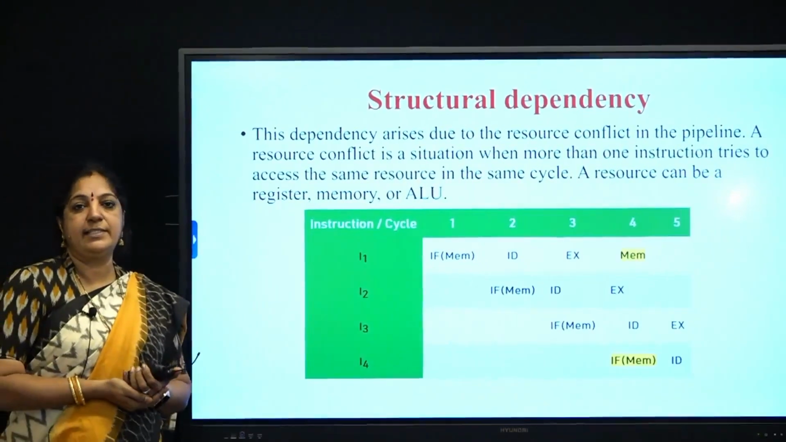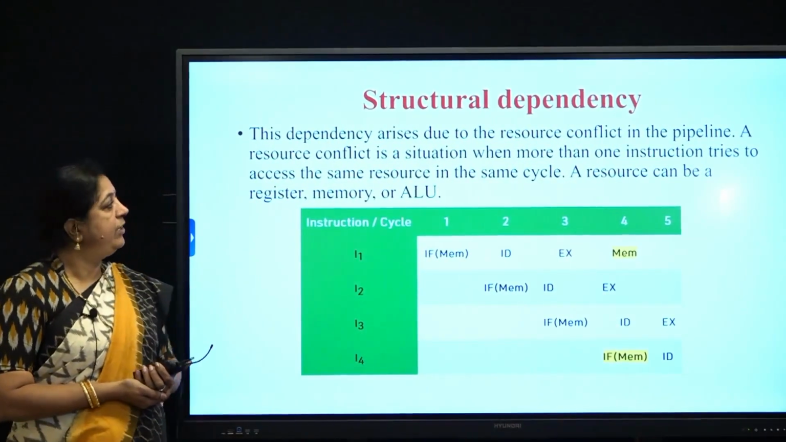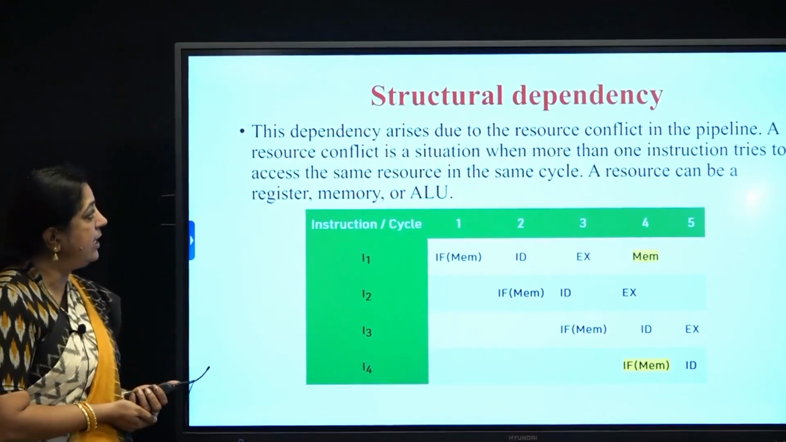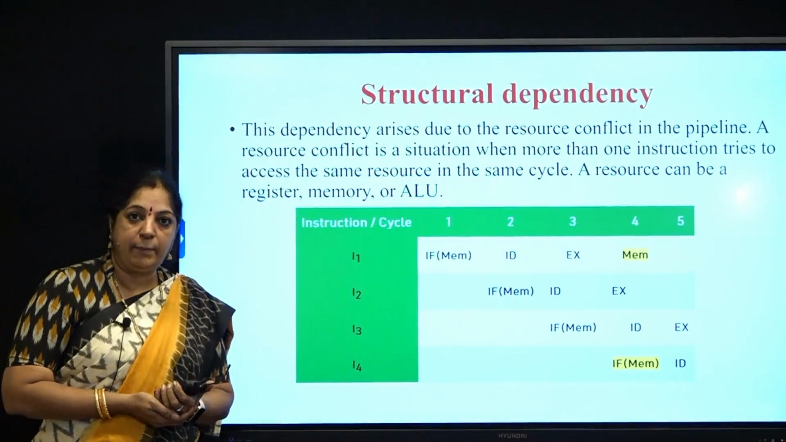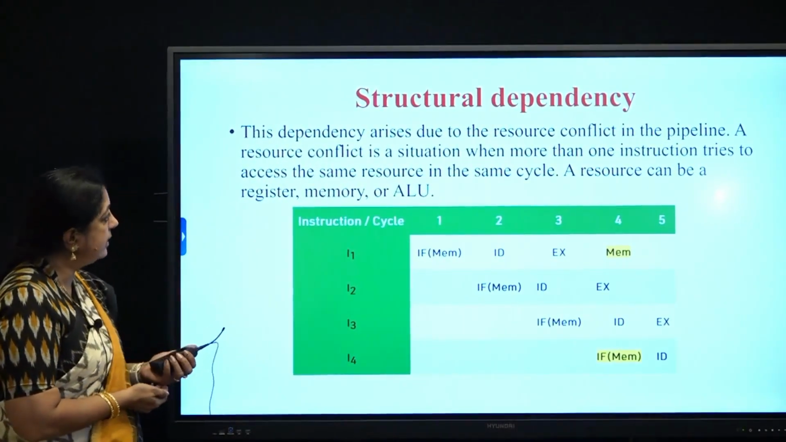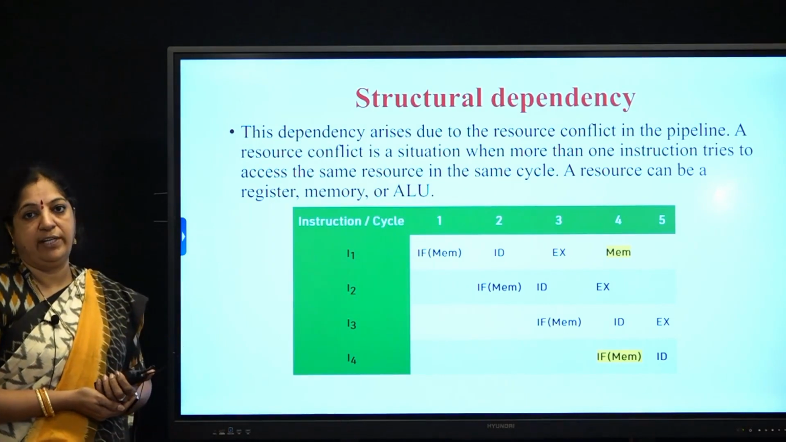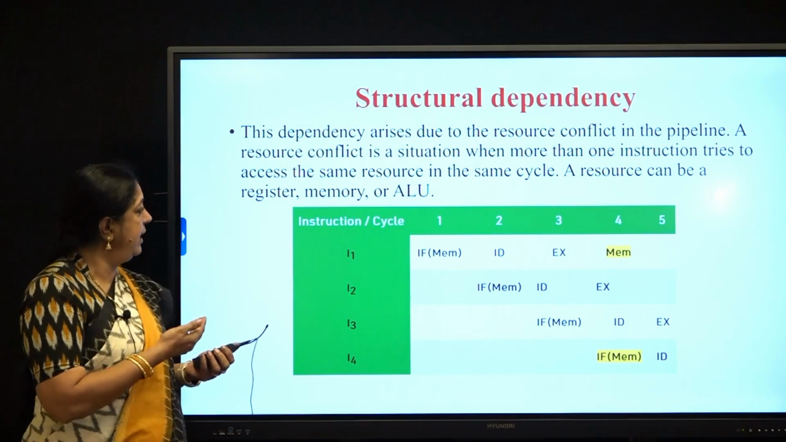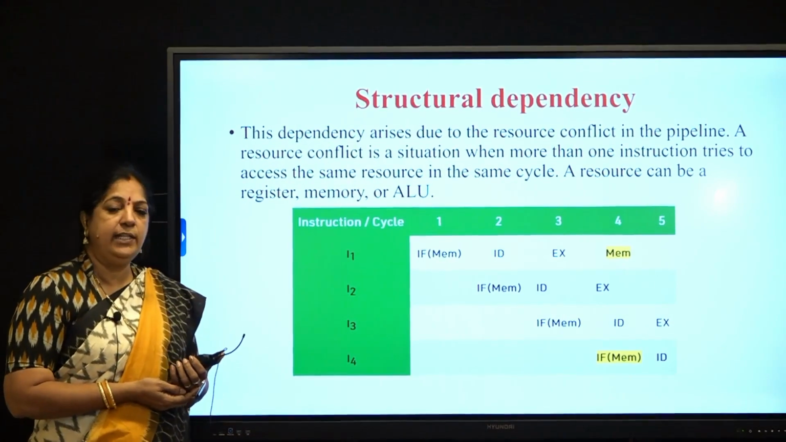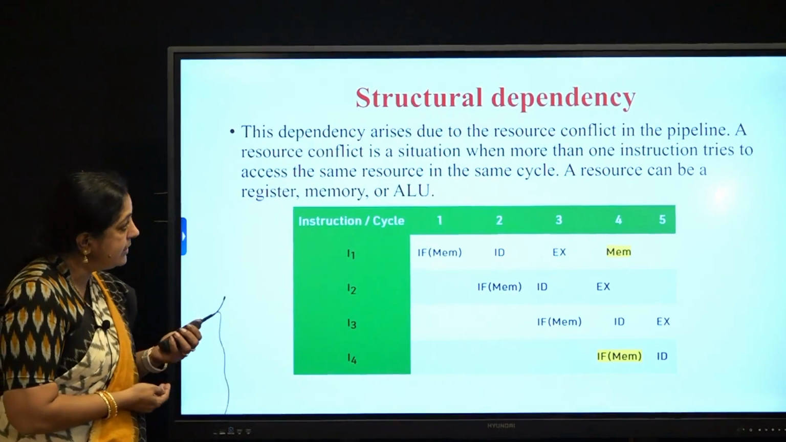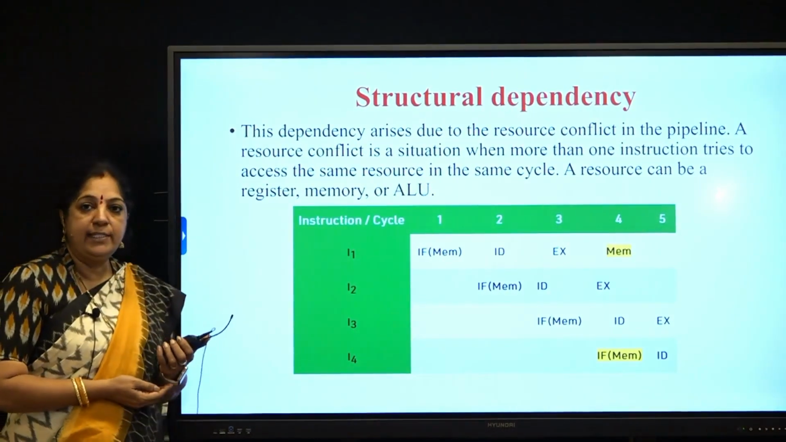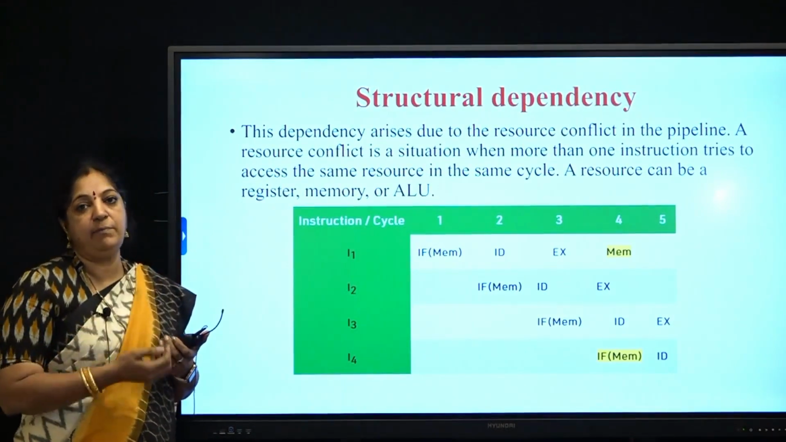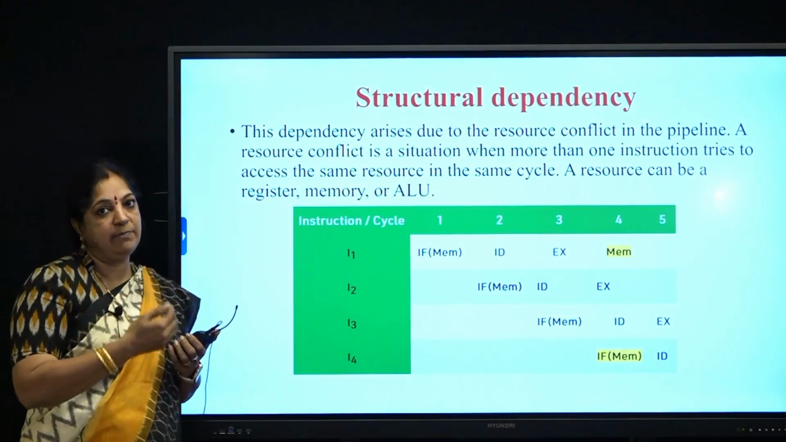So now first let us see about structural hazard. Structural hazard or structural dependency. Structural hazard, it is the conflict in the pipeline which occurs due to the resource conflict. So here what do you mean by resources? A resource, it can be a register, memory, ALU, anything, it is a resource. So this hazard occurs in a situation when more than one instruction is trying to access the same resource in the same time cycle.